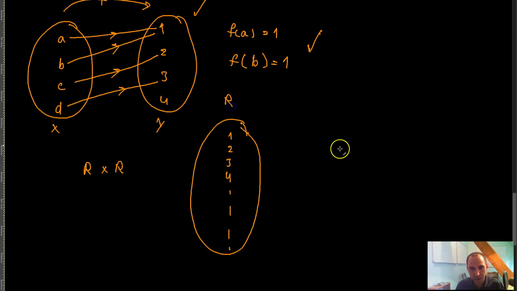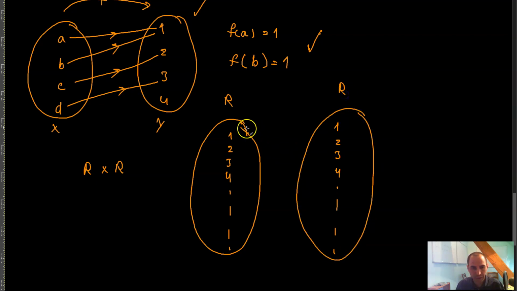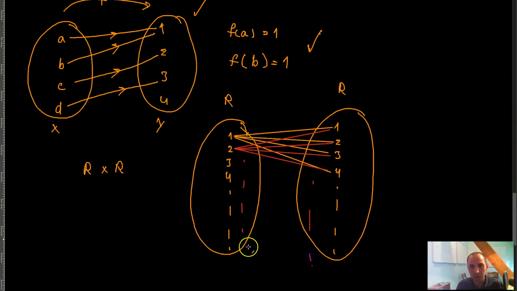This set is R, and also you have 1, 2, 3, 4, and so on and so forth. This set is also R. And then the Cartesian product of R and R would be basically 1 related to 1, 1 related to 2, 1 related to 3, 1 related to 4. And then you would have 2 related to 1, 2 related to 2, 2 related to 3, 2 related to 4, and so on and so forth. Meaning that all of these elements are related to each and every one of these elements.